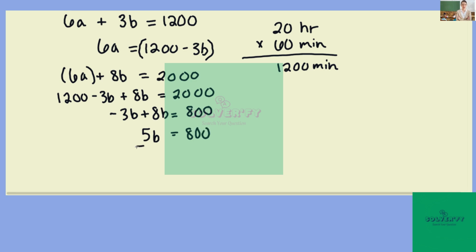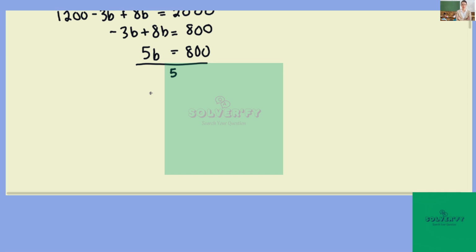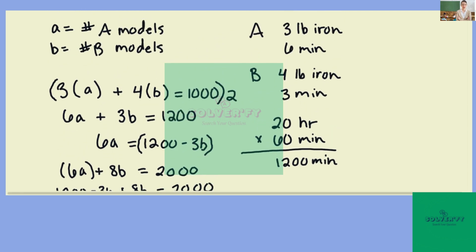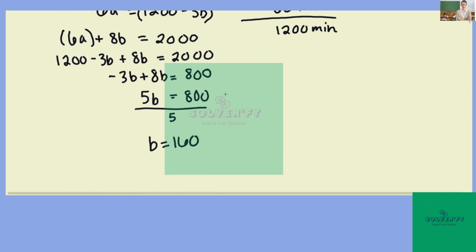And we'll go ahead and divide each side by 5 to get B alone. And B will be equal to 160. So this is the number of B models that we will be producing to maximize our profit. And now that we have a value of B, we'll go ahead and plug that into our original equation so that we can find the value of A.